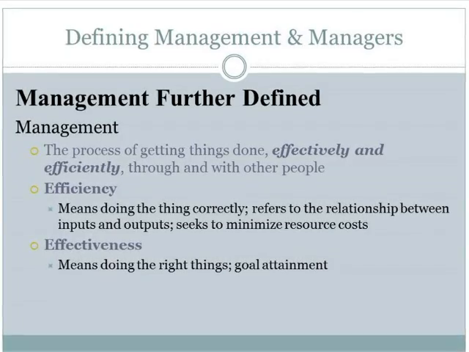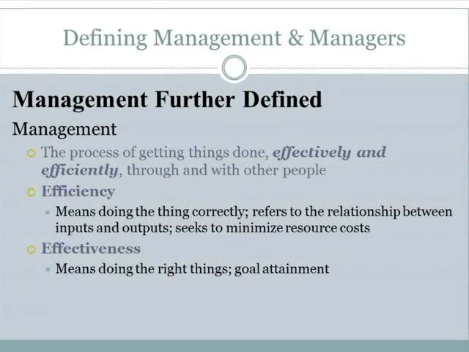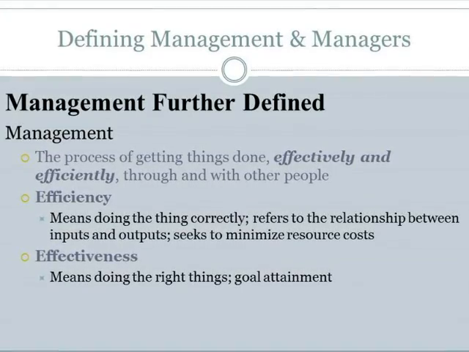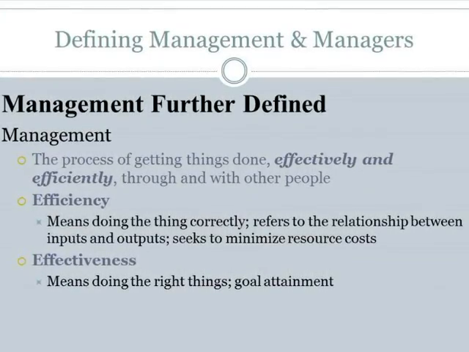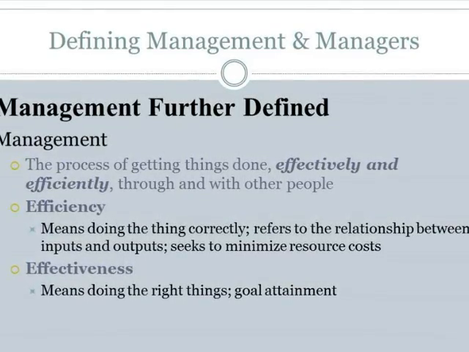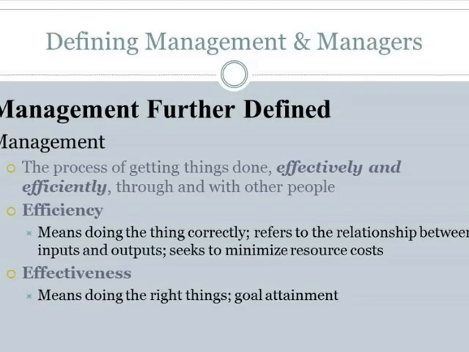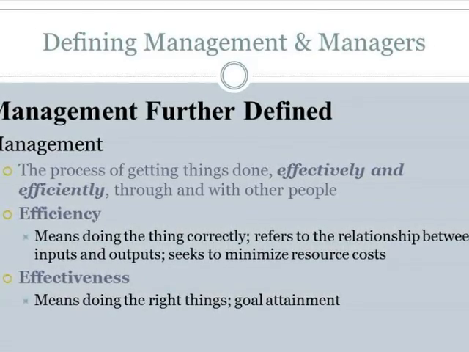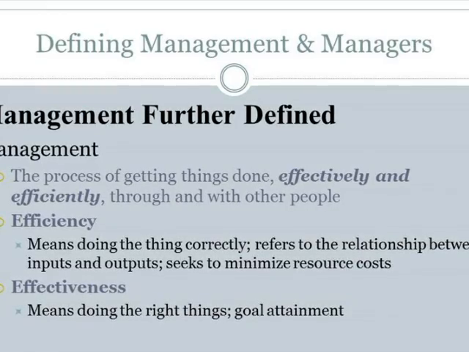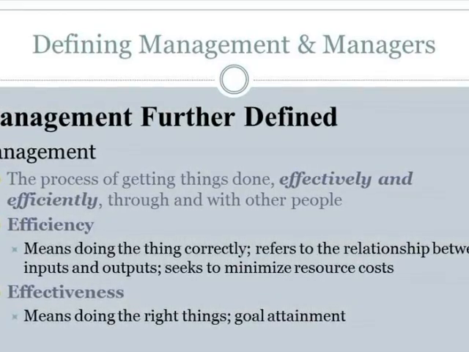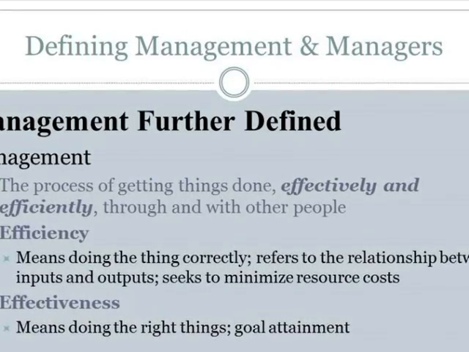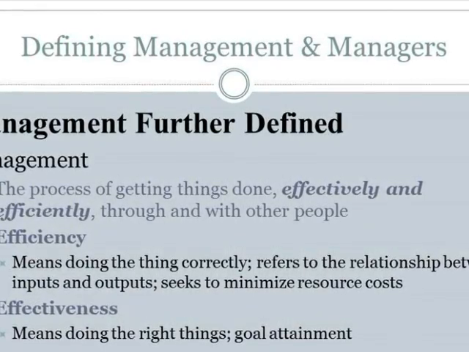During the lecture, we talked about the difference between what efficient management is and what effective management is. Efficiency is doing things correctly, which refers to the relationship between inputs and outputs and seeking to minimize resources or find the most efficient way to get things done. Effectiveness means doing the right things to reach a goal, but efficiency and effectiveness aren't always synonymous with them working together. You can sometimes be efficient but not be effective, or be effective and not efficient.